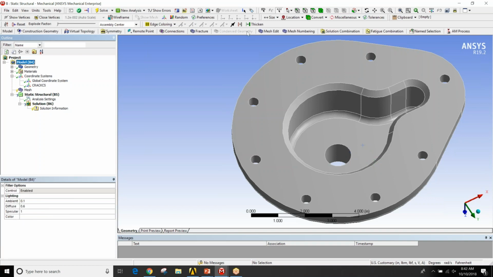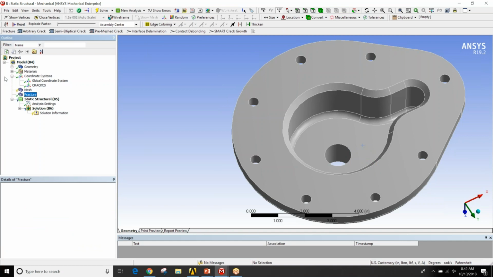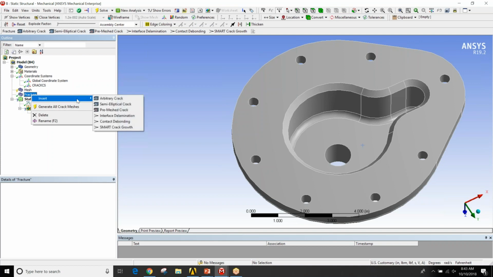And then if you click on model, then you have to insert a fracture. You insert a fracture that adds a fracture into the model stage. Then you do a right mouse click on that and you can insert an arbitrary crack, semi-elliptical crack, or pre-mesh crack. In ANSYS APDL, you can mesh a crack and then bring it into Workbench. Or if you are doing interface delamination or contact debonding, you can do that as well.